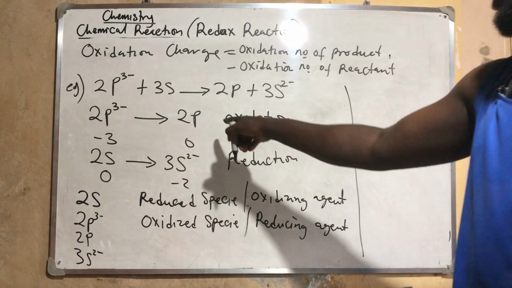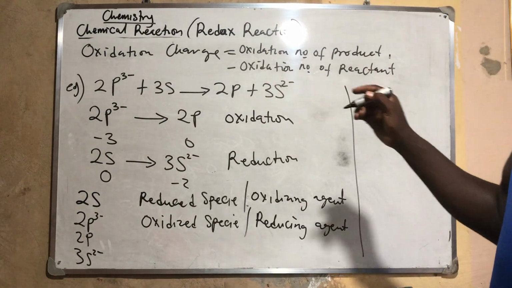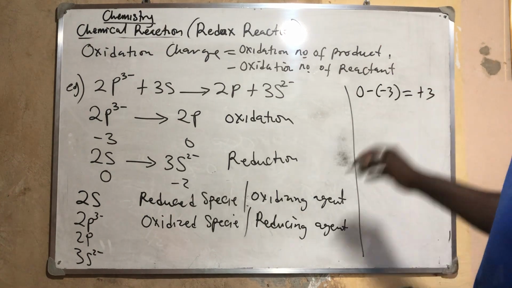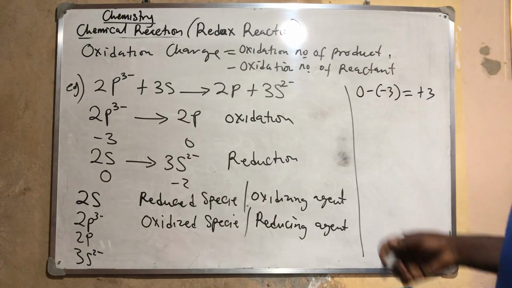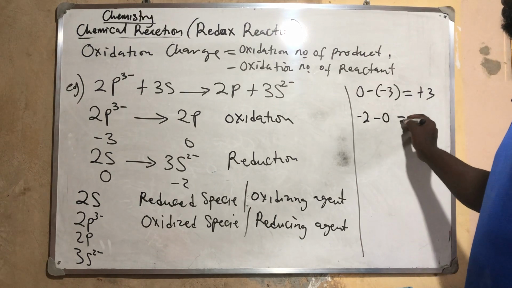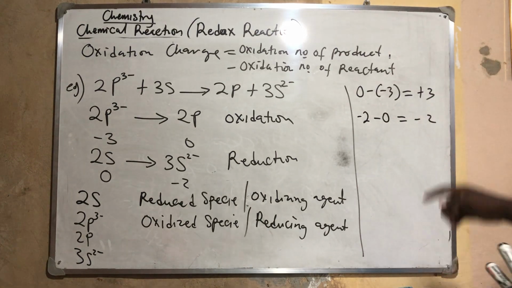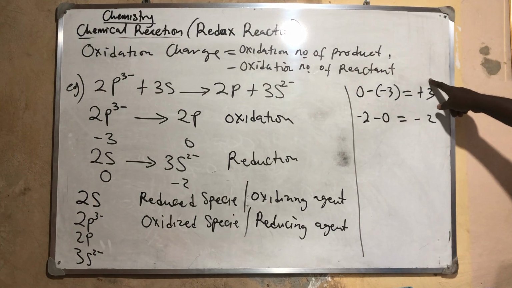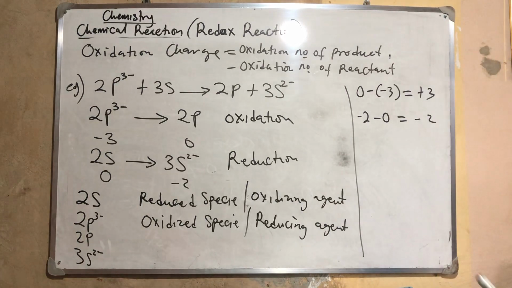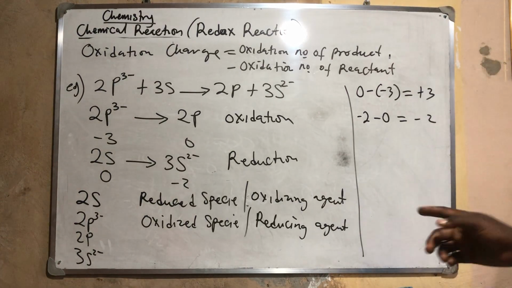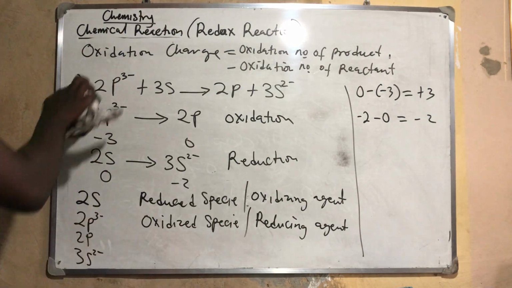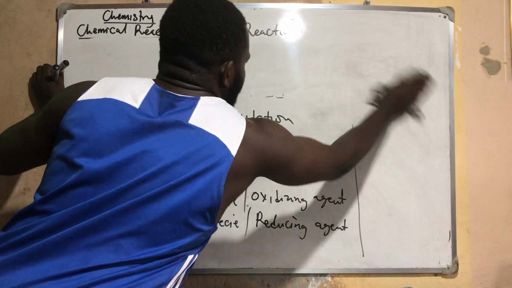Another thing they can ask you to find is the oxidation charge. For this first one, the oxidation charge here is what? From 0 minus -3, which will give you +3. So the oxidation charge of this is +3. Then for the other one, the oxidation charge there is -2 minus 0, which is -2. You see, a positive oxidation charge is what we call oxidation, while a negative oxidation charge is what we call reduction. Are you getting it now? So very, very simple. We can get oxidation and reduction from the oxidation charge. All right, we keep moving.